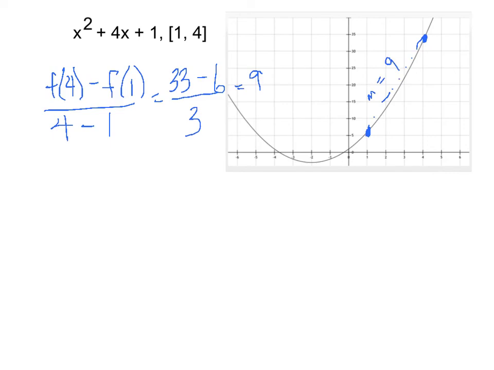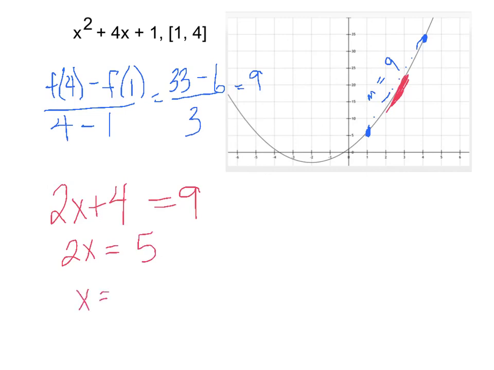So now I need to figure out where the curve has the same slope. So I need the derivative. It's 2x plus 4, and I want to know what x will give me a slope of 9. Subtract 4 from both sides, divide both sides by 2, and it's x equals 5 halves. So that's the spot that satisfies the mean value theorem.